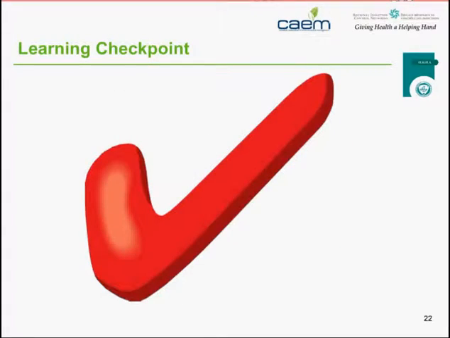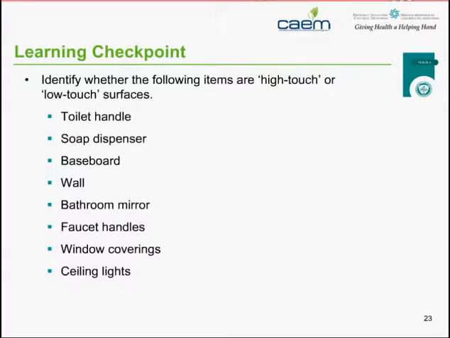Here is your first learning checkpoint. Look at the following list of items and identify whether the item is high touch or low touch. Toilet handle, soap dispenser, baseboard, wall, bathroom mirror, faucet handles, window coverings, ceiling lights.